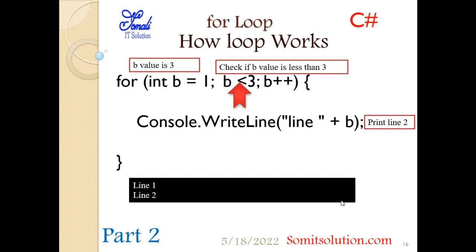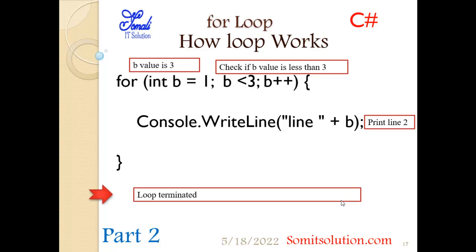Check if b value is less than 3. B value is not less than 3 because b value is 3 and 3 is not less than 3. Loop terminated.